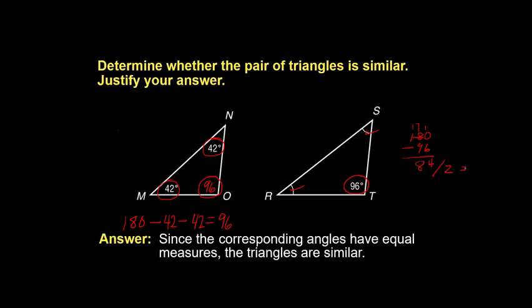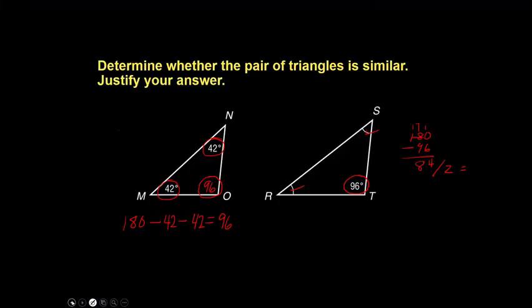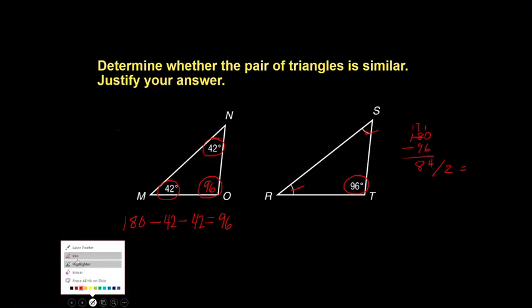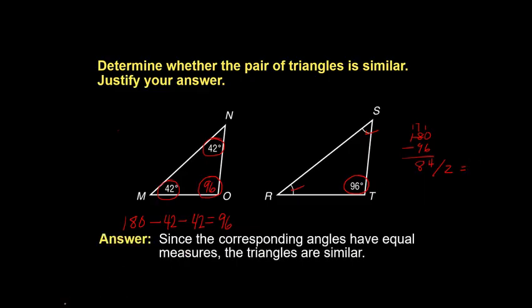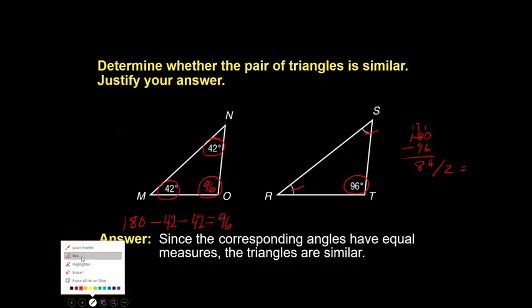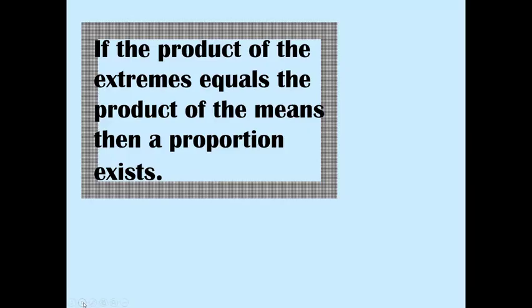So right here, we went a little ahead of the game. Let me go back. All right. So 84 divided by 2 is going to give you what? Anyway, this is going to give you 42. So that means this is 42 and this is 42. So therefore, the corresponding angles are equal, so the triangles are similar.